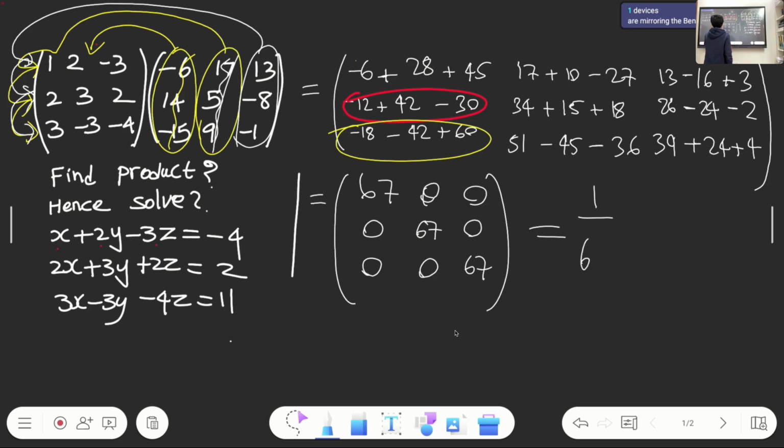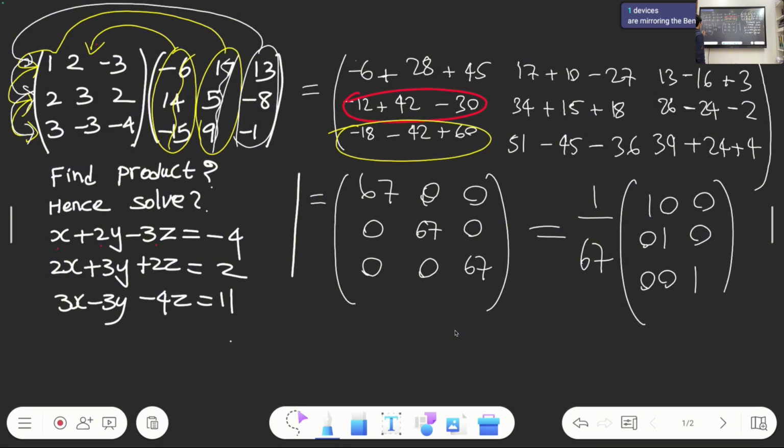Now we can write this product of these two matrices also like this: 67 into the matrix 1 0 0, 0 1 0, 0 0 1. Since I said, when we are multiplying and we are getting this type of matrix, we can write this matrix like this also. Then this is our determinant basically. We have got another determinant, 67.